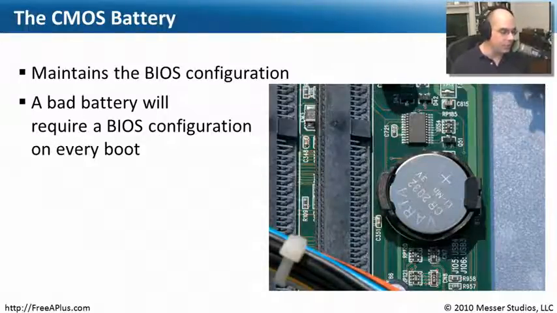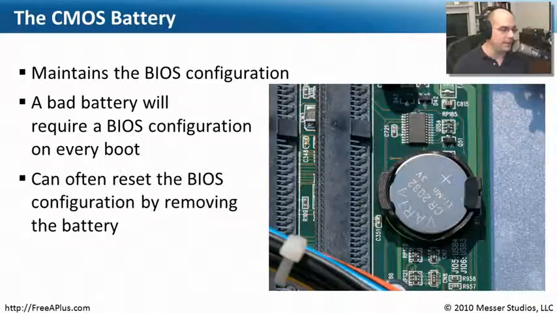As I mentioned, when you boot your computer and you're getting error messages about the configuration that's missing, it's probably a bad battery. You'll see that every time you boot up or every time you disconnect from power and reconnect again, you'll get that message. You can often reset the BIOS and all the configurations within there by removing the battery.